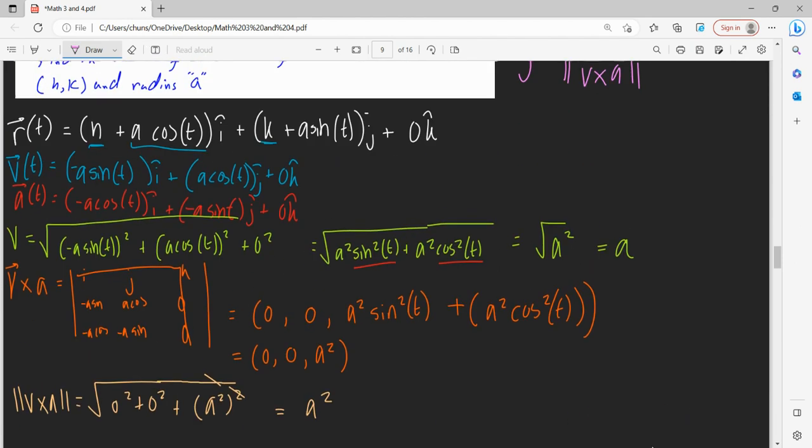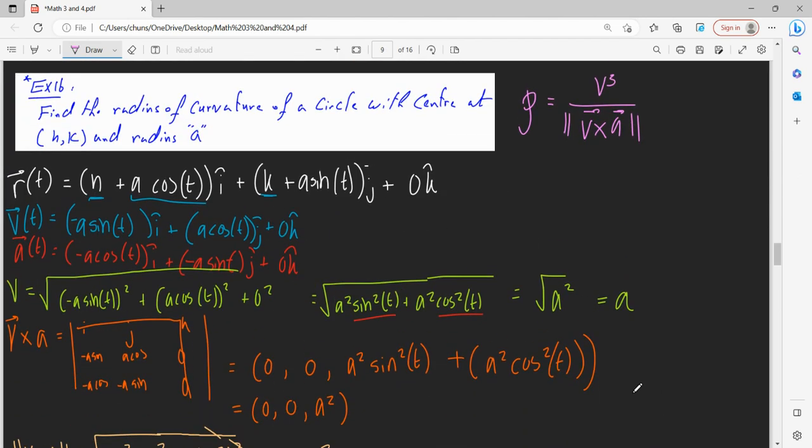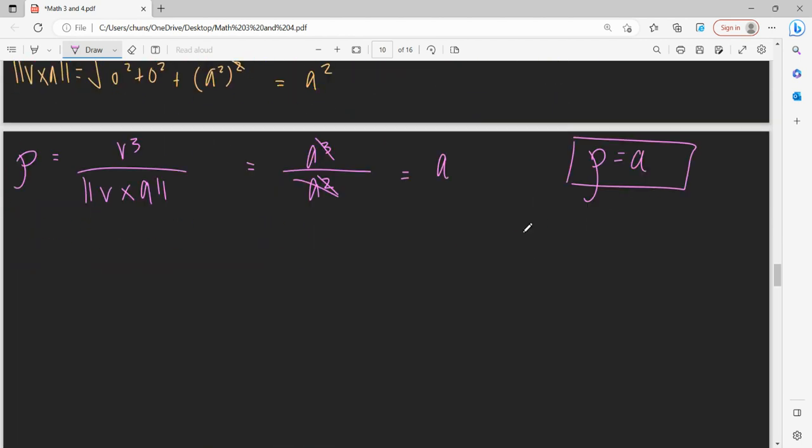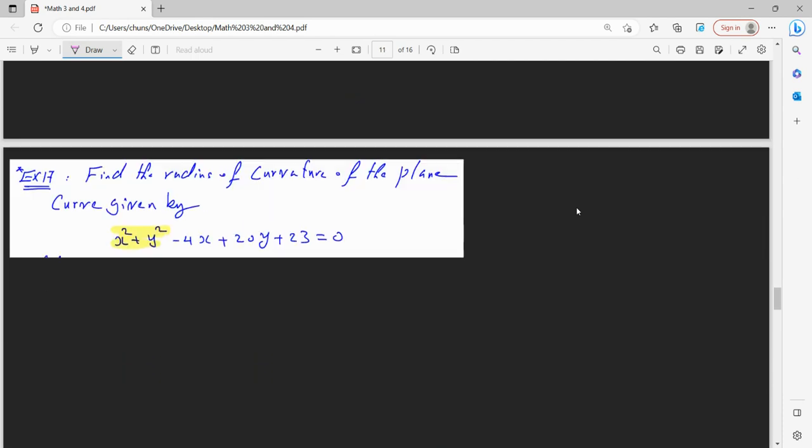And it's going to help us in some next questions. So that was just expressed as a plain old circle while keeping our terms in there as h, k, and a, and we found that the radius of curvature is just equal to the radius of the circle that we're given. And that makes sense because it follows the same path as that C.